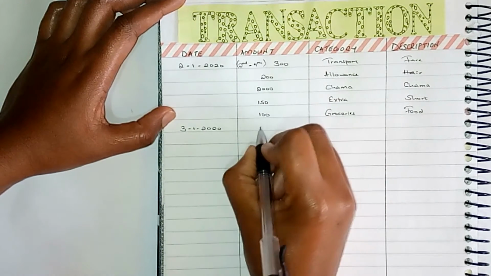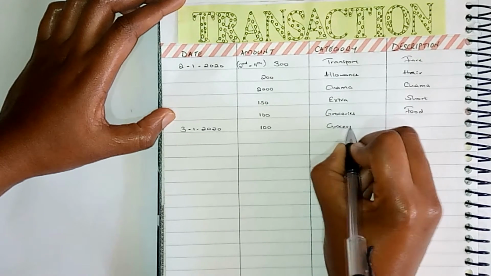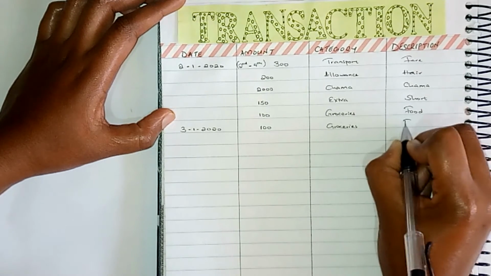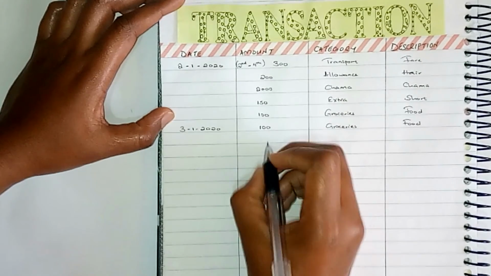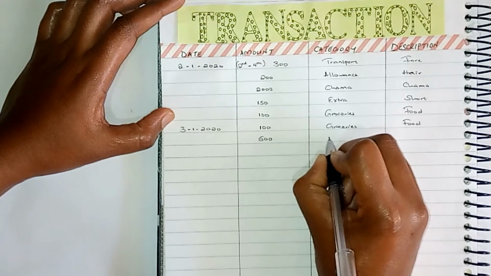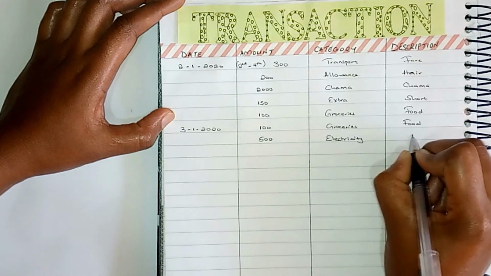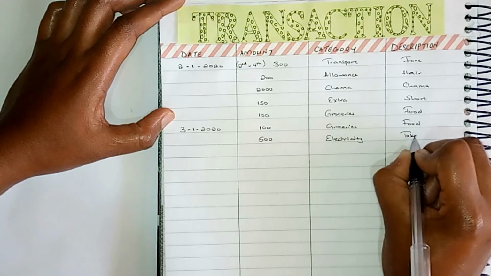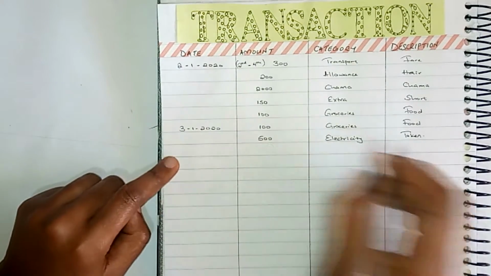my first transaction was 100 shillings for groceries. That was for food. My second transaction was for 500 shillings, and I paid for electricity. The description is token. And that was the last transaction on the third.